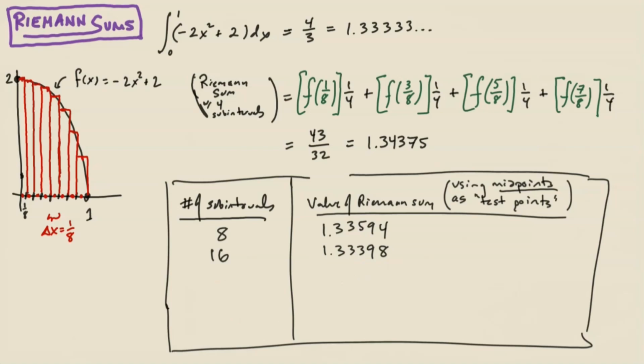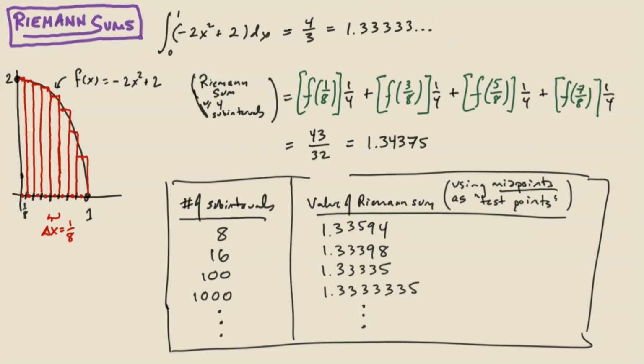And there's no need to double. Let's just jump to 100 subintervals. If we do that, the Riemann sum's value turns out to be about 1.33335. And one more, if we go to 1,000 subintervals, then the Riemann sum's value is approximately 1.3333335. And naturally, the more subintervals you look at, the better and better your Riemann sum approximates the value of the integral, which we know in this case is 4/3.